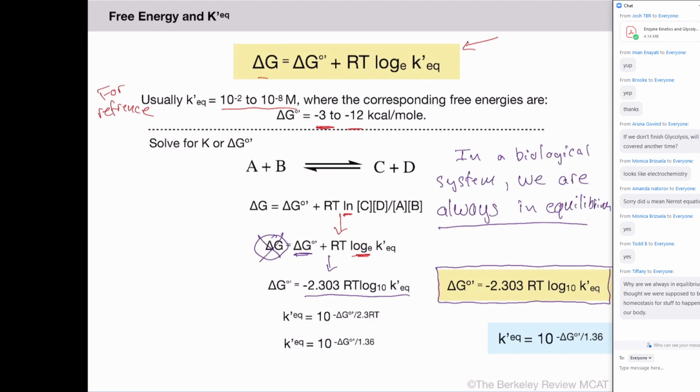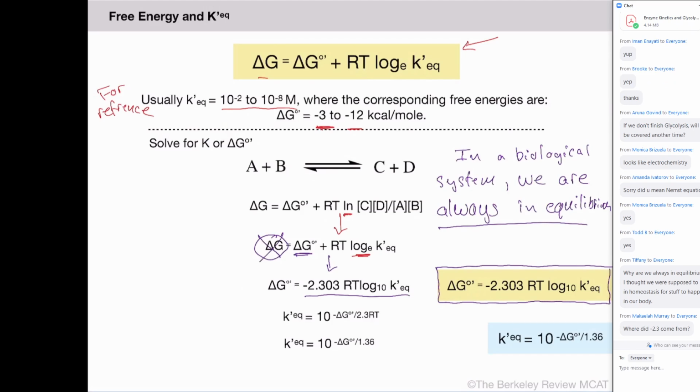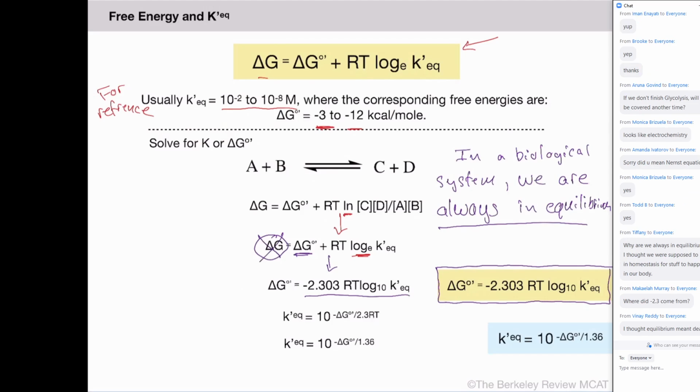When someone asks why we are always in equilibrium: your body is always in equilibrium. Anything that happens to your body immediately triggers reactions to get it back to equilibrium.